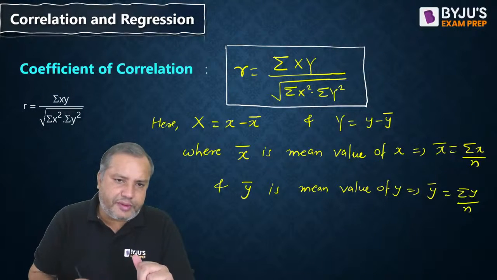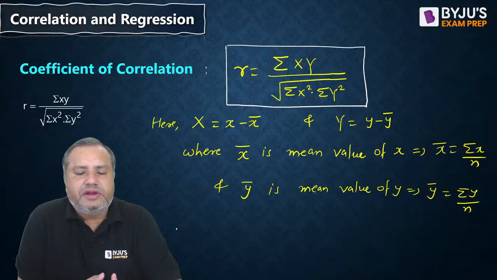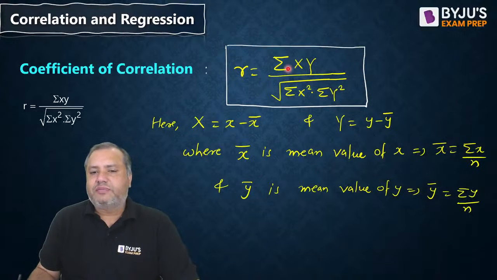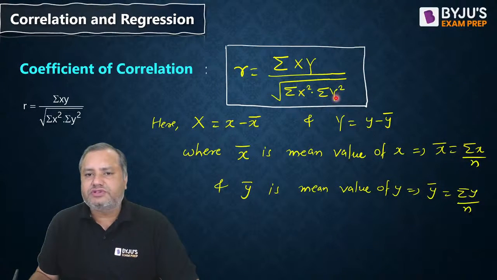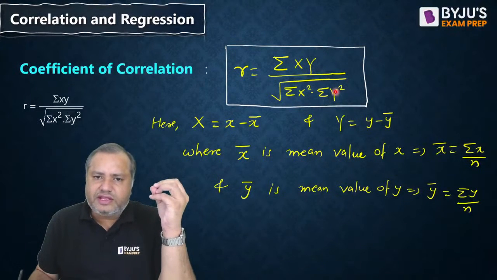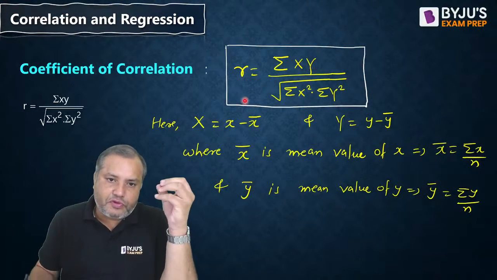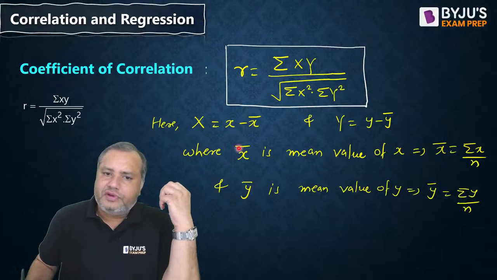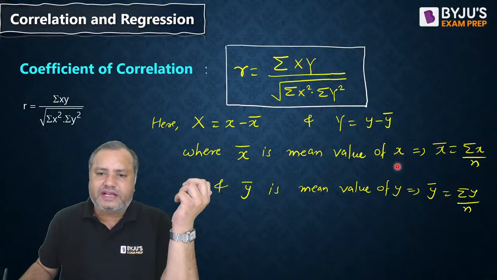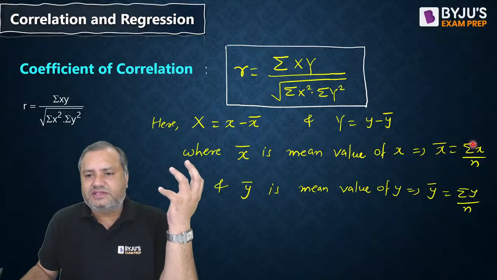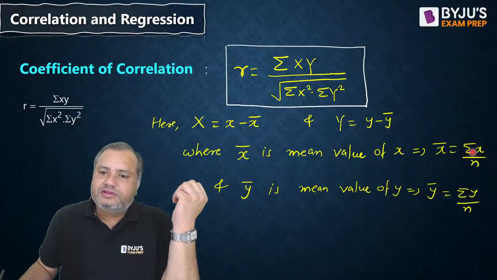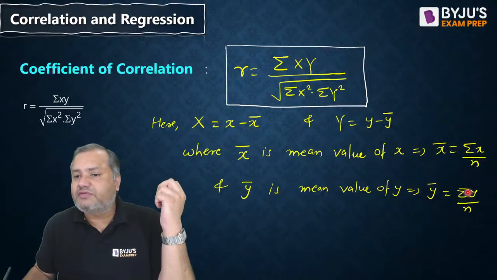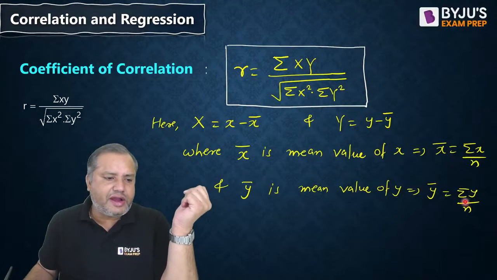This is the first useful formula. It provides the degree of comparison between two sets of data, that is between x and y. So R is given by summation XY upon under root summation X square into summation Y square. Mind it that everywhere in this formula we have utilized capital X and capital Y. What is capital X? It is x minus x bar. Capital Y is y minus y bar. X bar and y bar denote the mean values of x and y. So mean value of x is nothing but summation of x divided by n. Summation x means sum of all the values of x, and n is the number of observations. Summation y means summation of all the values of y divided by number of observations.